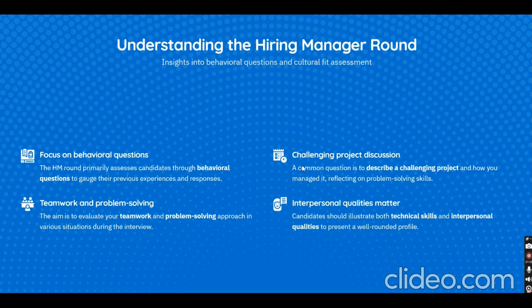Teamwork and problem solving questions, like in your past experience, have you ever led any team? What was your project, and in a challenging project, how did you resolve those issues? So these were some behavioral and culture fit assessments.